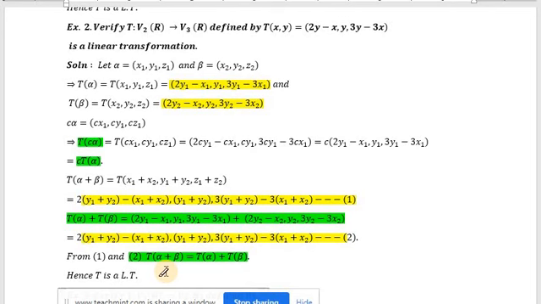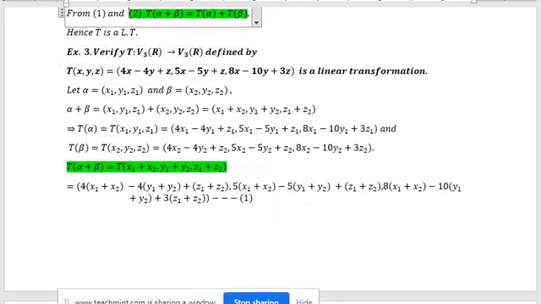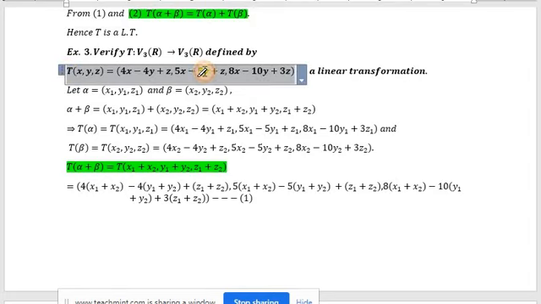Then one more problem we will take up. That is problem 3. Verify whether T from V3R to V3R defined by T of (x, y, z) equal to (4x minus 4y plus z, 5x minus 5y plus z, 8x minus 10y plus 3z) is a linear transformation. Here the transformation is defined by T of (x, y, z) equal to (4x minus 4y plus z, 5x minus 5y plus z, 8x minus 10y plus 3z).